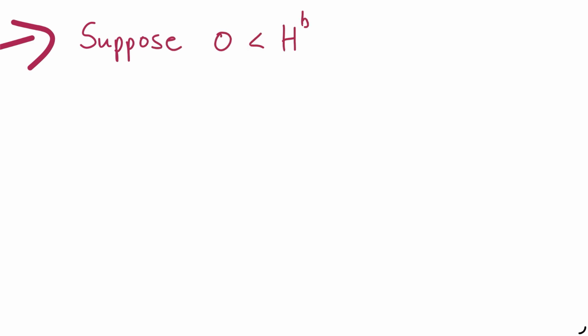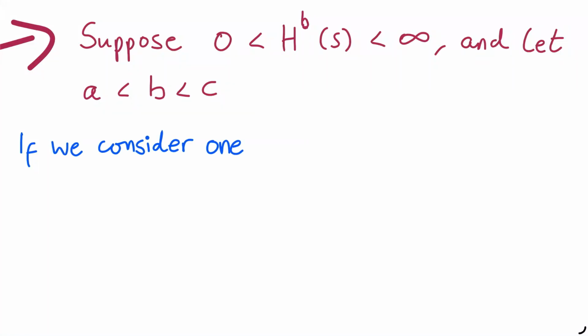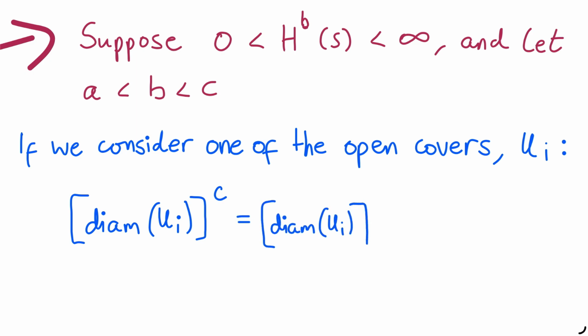It's proof time. Let's assume that the Hausdorff measure has a finite non-zero value for some positive real number b, and let a be less than b be less than c. Wow, I should pick some other letters. But if we just focus on c and b for now, and we take a single one of our open covers, ui, we can say that the diameter of ui to the c equals the diameter of ui to the c minus b times the diameter of ui to the b. That's just your basic exponential rules.